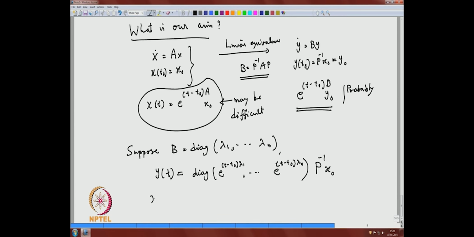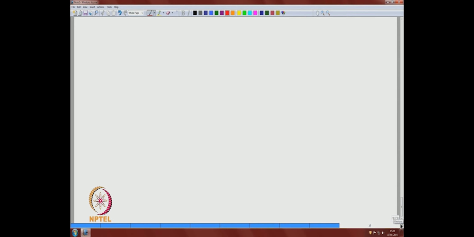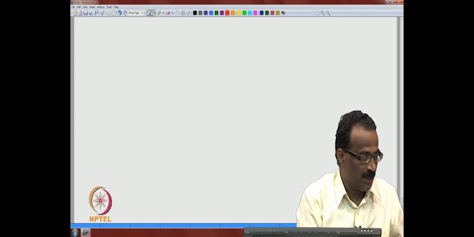And what is your x(t)? x(t) is nothing but P of y(t). That is our transformation. So you have your solution immediately: P times the diagonal matrix with e power (t minus t naught) lambda 1 up to e power (t minus t naught) lambda n, times P inverse of x naught. So you have your complete solution here. That is why this is immediately the question of diagonalizability.